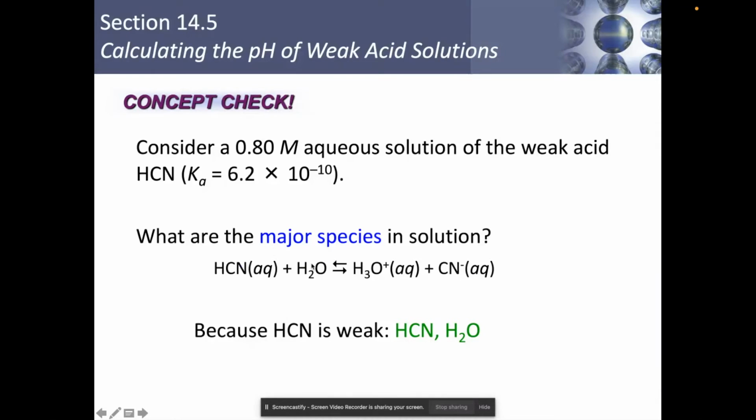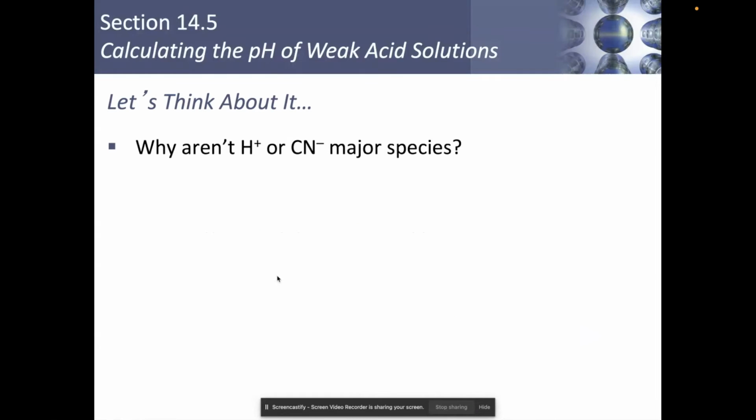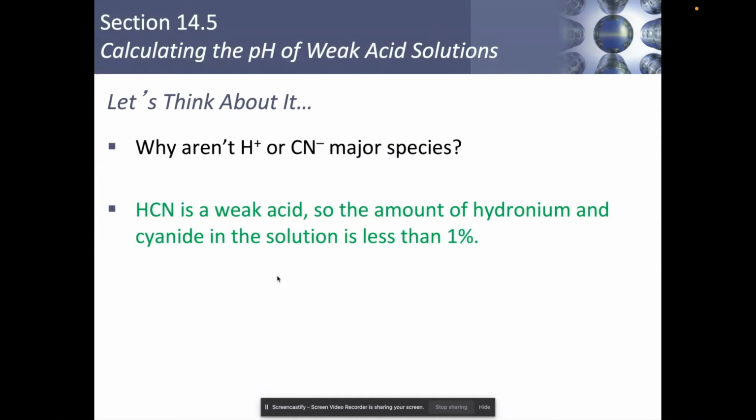HCN and H2O, that's going to be the majority of the species in our solution. Remember, weak acids ionize to such a small degree that we're going to have less than 1% of this. Most of our solution is going to be this. Why aren't there a bunch of hydronium ions and cyanide ions in our reaction? Well, I kind of just said that. Since the solution is a weak acid, we can always assume that the equilibrium is to the left.